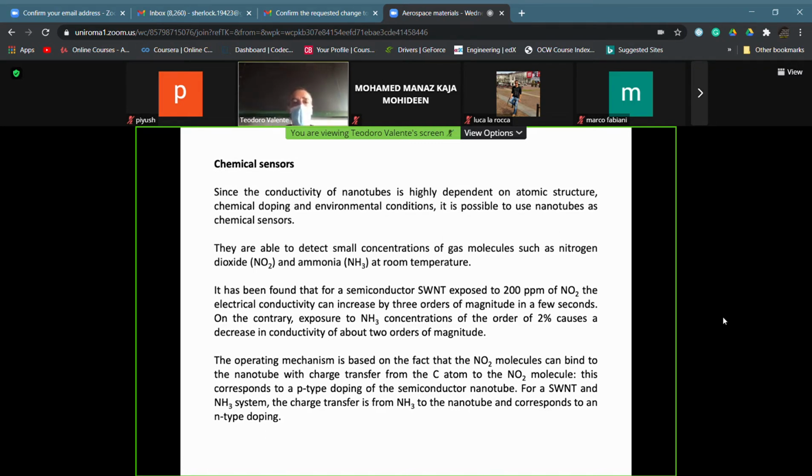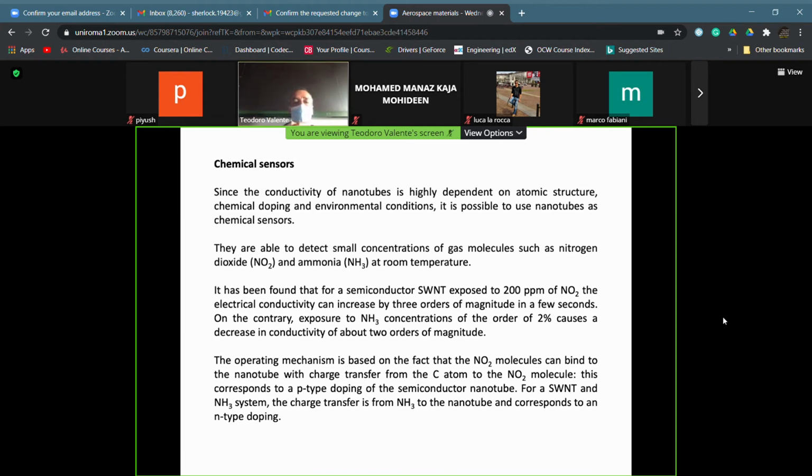And this is very interesting, since the conductivity of the nanotubes is highly dependent on the atomic structure, as we said before, together with chemical doping and environmental conditions. They have been tested as chemical sensors, for example, for molecules like nitrogen dioxide and ammonia at room temperature.